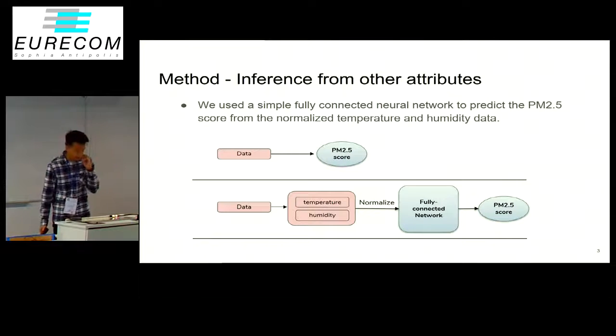They simply combine the temperature and humidity data from other people in the same group, then normalize it and feed it into a fully connected network to predict the PM 2.5 score of the missing one. In run one, they train this network on the test data and then infer the missing one. For run two, they train it on the development set first and then use it to predict the missing one in the test set.